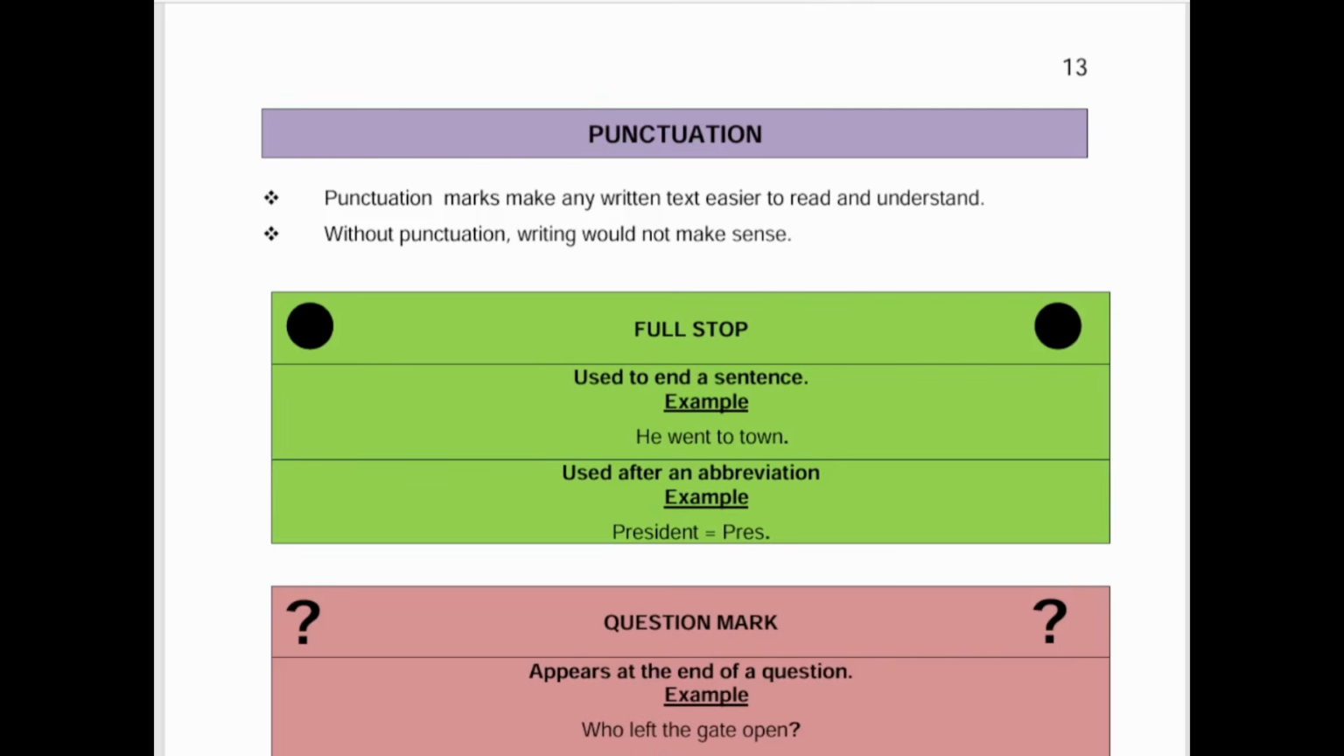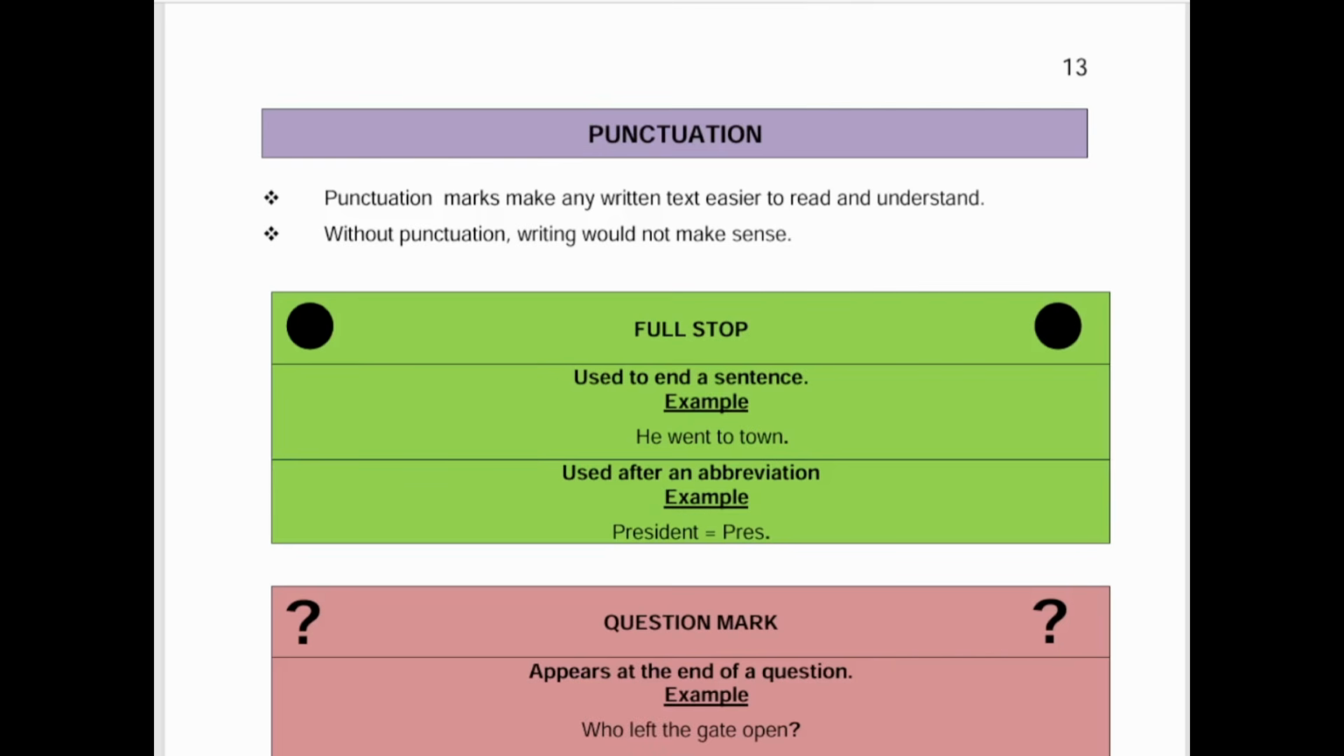Then it is used after an abbreviation. An abbreviation is where you shorten a certain word. For example, the word president from these notes has been abbreviated to Pres. At the end of that word Pres, there is a full stop. So the full stop is also used after an abbreviation.